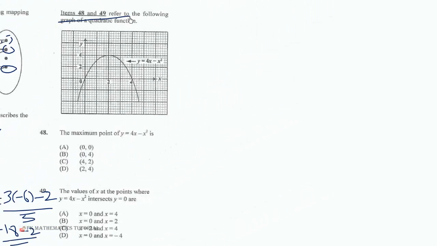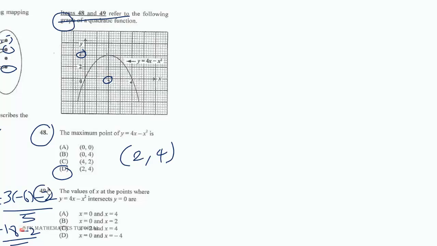Now let's look at items 48 and 49. They refer to the following graph of a quadratic function. So question number 48. The maximum point of y equals 4x minus x squared is, so is this point here. The x coordinate is 2 and the y coordinate is 4. So that will be (2, 4), which is option D.